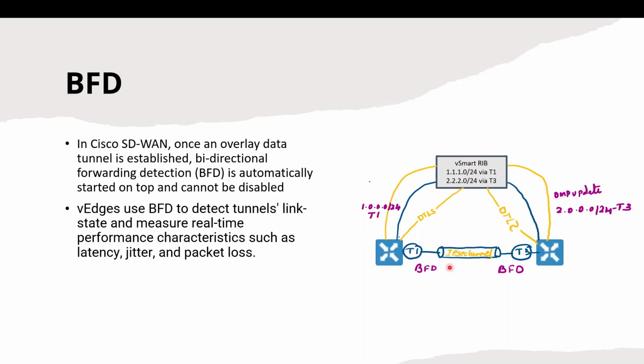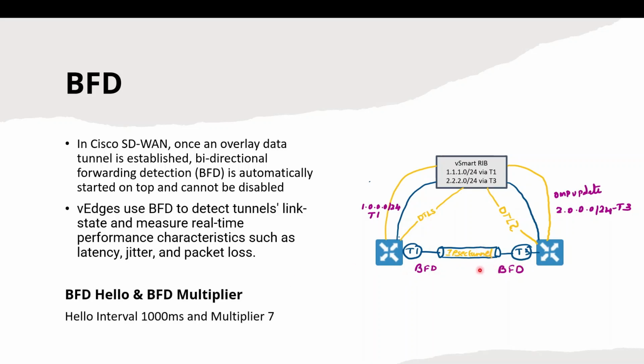Here you can see the same figure that we discussed in the last slide. Once the IPsec tunnel is formed, it will form the BFD session between them. If the BFD session fails, then that route is considered invalid and will be removed from the RIB. By default, you can consider the BFD hello and dead timers: the hello interval is 1000 milliseconds and the multiplier is 7. So it waits for 7 times 1000 milliseconds, and if I don't receive any hello, then I consider that BFD is down. Then it will inform vSmart accordingly, and that particular route will be removed from the vSmart.